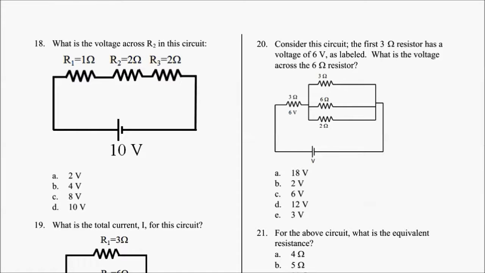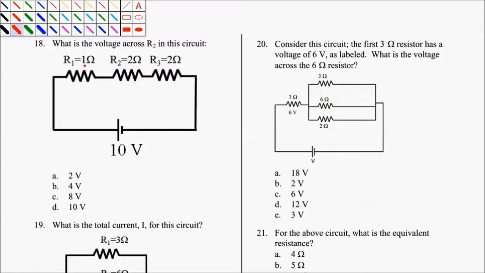What is the voltage across R2 in this circuit? Well, I have a 1, a 2, and a 2 ohm. That gives me an equivalent of a 5 ohm resistor. And so I have an equivalent circuit, 10 volts, 5 ohms. This current would be 2 amps, that's 10 over 5. That means I have 2 amps through all of these, in particular R2. So V equals IR, that's going to be 2 times 2 or 4 volts.